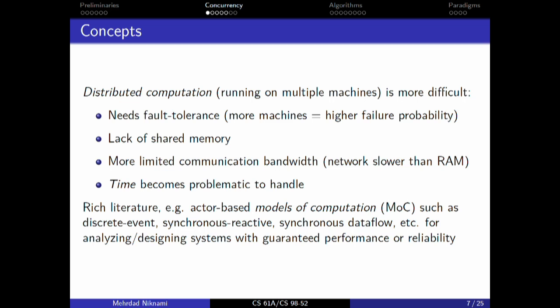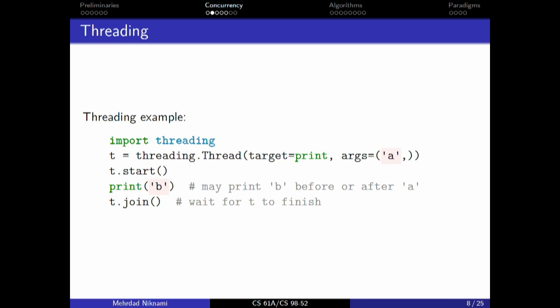There are models for computation that try to guarantee things like a certain amount of throughput, a certain amount of latency, things like that. I'm not going to be covering these, but you can look these up if you're interested. Okay. So enough of concepts. Let's go.